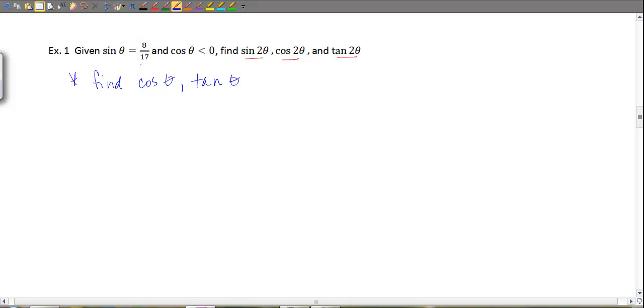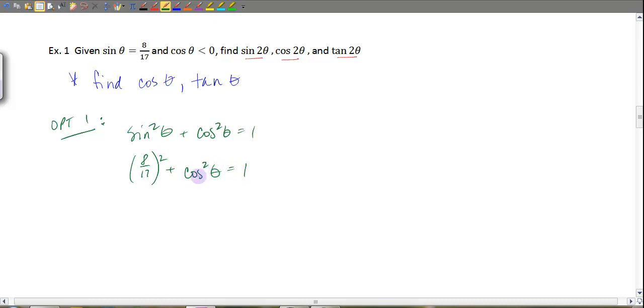Now we have a couple of different choices for how we want to go about finding cosine and tangent. So I'm going to show you both choices. Option 1 says I'm going to use the Pythagorean identity. If I know what sine is, then I can find out what cosine is. Remember, that one says sine squared theta plus cosine squared theta equals 1. And if I know what sine squared is, I can replace it to solve for cosine. So we're going to say (8/17) squared plus cosine squared theta is equal to 1. And now I'm going to solve for cosine squared theta.